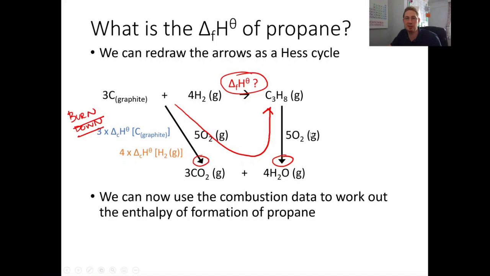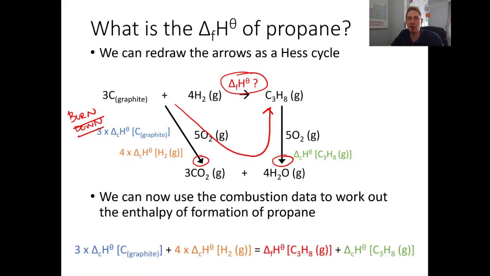As we said, that was 3 times the enthalpy of combustion of graphite, 4 times the enthalpy of combustion of hydrogen. This is the enthalpy of combustion of propane. So going from here to here, down this arrow, which is the enthalpy of combustion of graphite and the enthalpy of combustion of hydrogen, is the same as going down here. So that is the enthalpy of formation plus the enthalpy of combustion of propane.